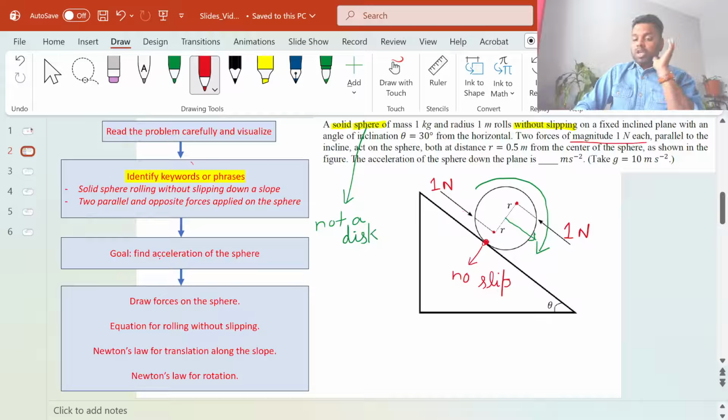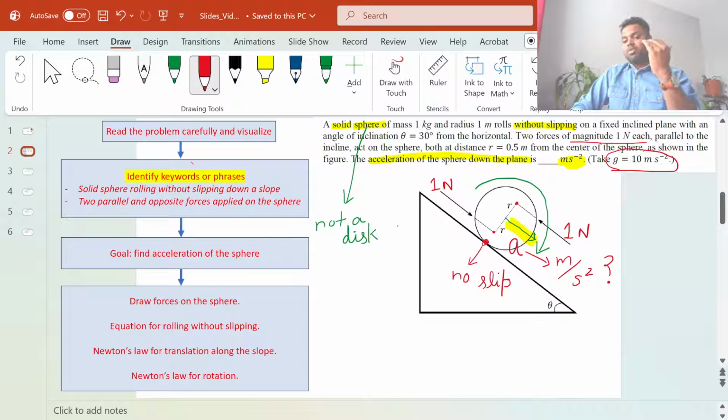So the problem is asking for the acceleration of the sphere down the plane, and the unit is meter per second square. So the question is asking about this acceleration here, that a, meter per second square, question mark, how much is it? And it is saying for gravity, please take 10 meter per second square. So the goal is to find acceleration.